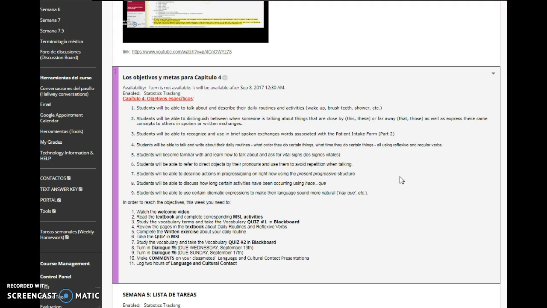You'll be able to talk and write about your daily routines again and putting these in order. Okay. You'll become familiar with and learn how to talk about and ask for vital signs. We'll cover Part 1. You'll be able to refer to direct objects by their pronouns and use them in order to avoid repetition when talking as well as writing. You'll be able to describe actions that are in progress, going on right now, using the present progressive structure. You'll be able to discuss how long certain things have been happening or occurring using the construction hace que.